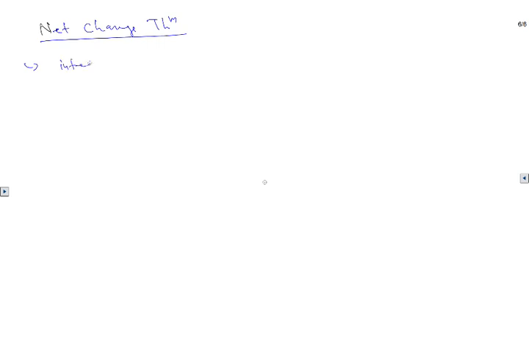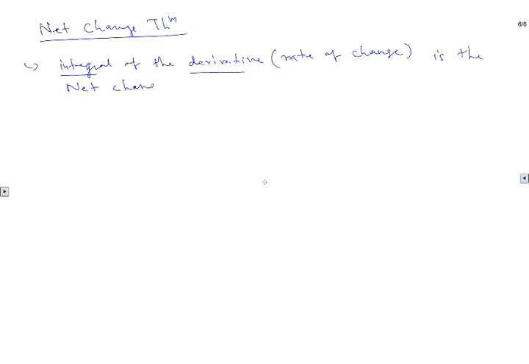Okay, so the integral of the derivative. Derivative means what? Rate of change. Integral of the derivative is the net change.